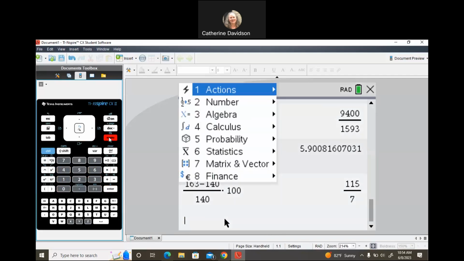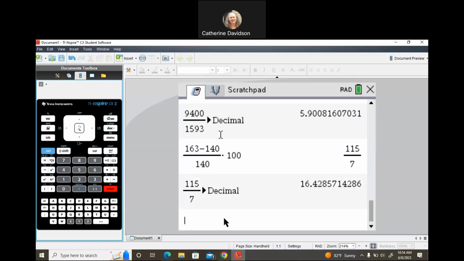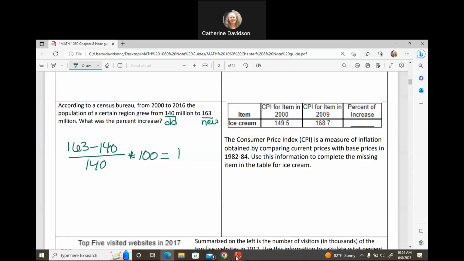And converting it to a decimal, I'm just going to use one decimal place. So 16.4% increase in that population.